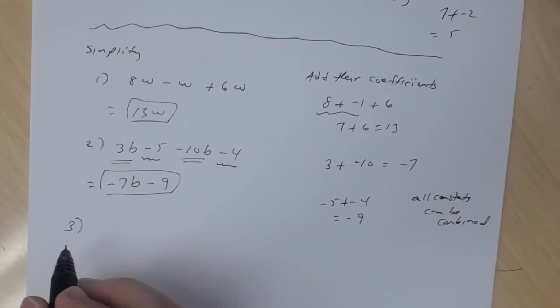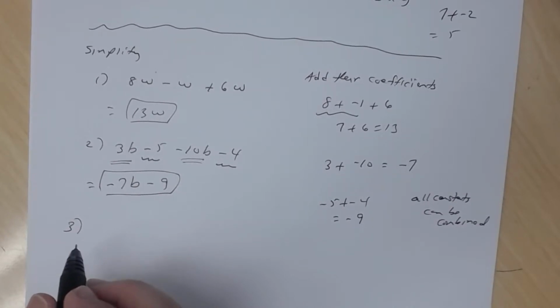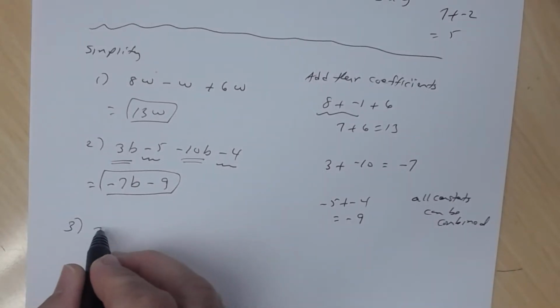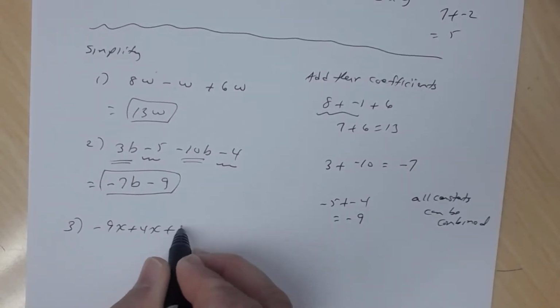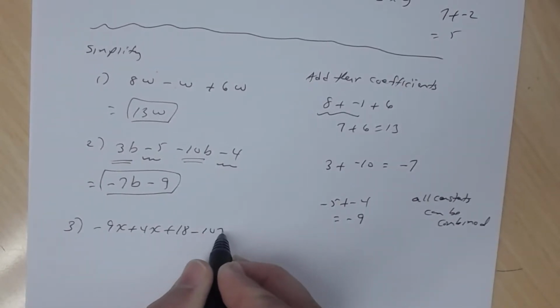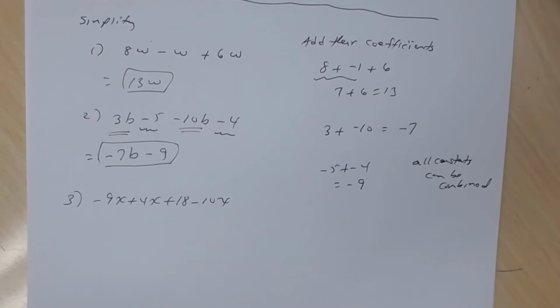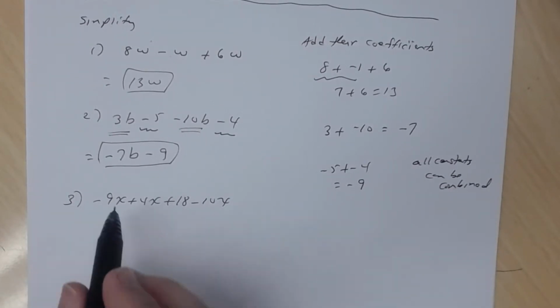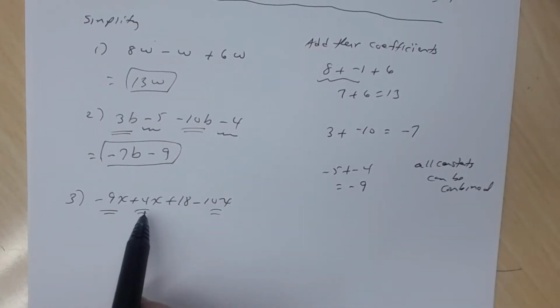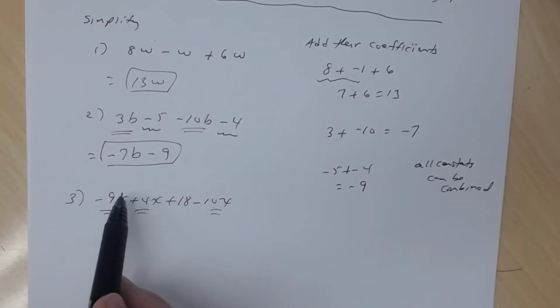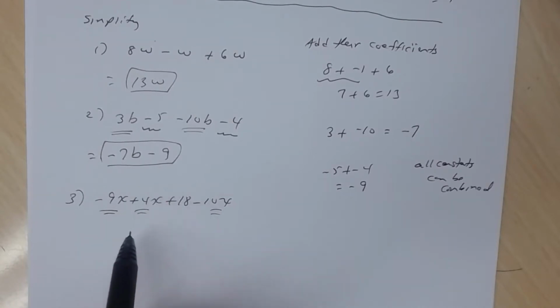All right, 3. Suppose we had, let's see, negative 9x plus 4x plus 18 minus 10x. So negative 9x plus 4x plus 18 minus 10x. Again, I'm dealing with 4 terms, 1, 2, 3, 4. These terms that I'm underlining, those are like terms because they all have the variable x and they're all being raised to the same power. In this case, the power is 1.